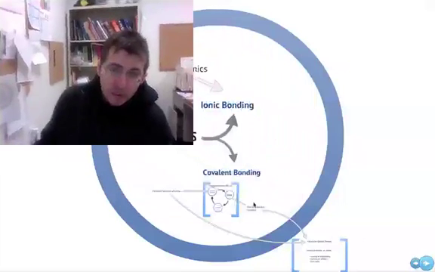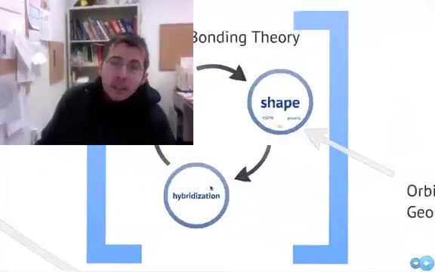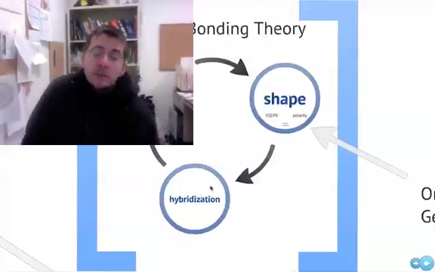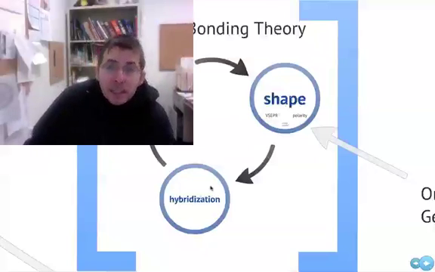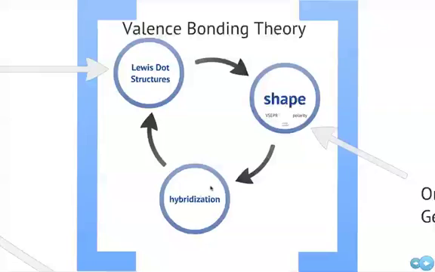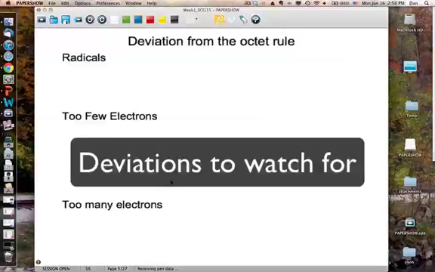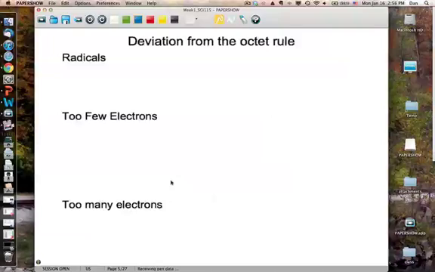We talked a little bit previously about Lewis dot structures, and so let's continue on talking about Lewis dot structures and lead into valence bonding theory as a way of talking about how molecules form bonds. But before we get too deep into that, let's just talk about a couple deviations from the octet rule. The octet rule is really a guideline.